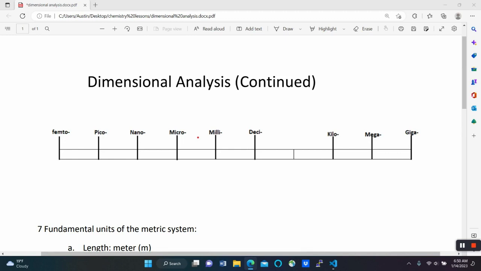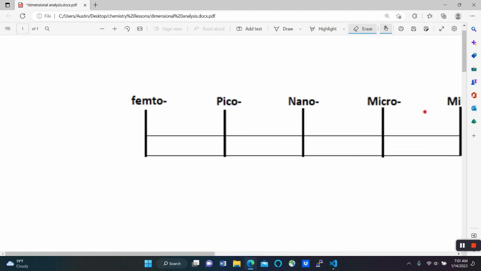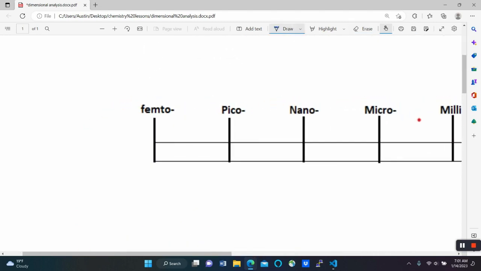Now, the concept of the unit prefix allows us to do this by multiplying your base unit by some factor of 10. So these are some examples of unit prefixes utilized in the metric system. Going from start to finish, the prefix femto corresponds to a factor of 10 to the negative 15th. Pico corresponds to a factor of 10 to the negative 12th.